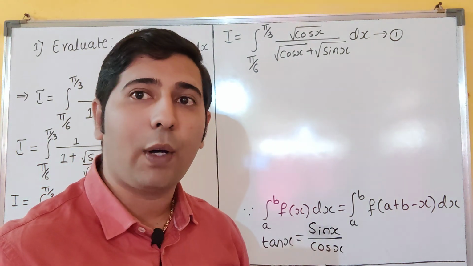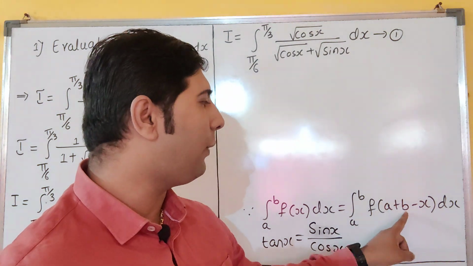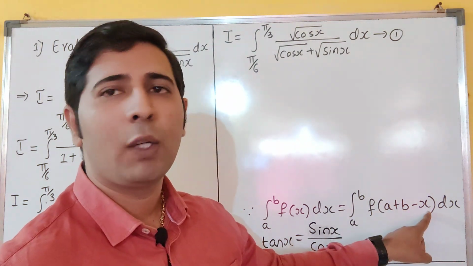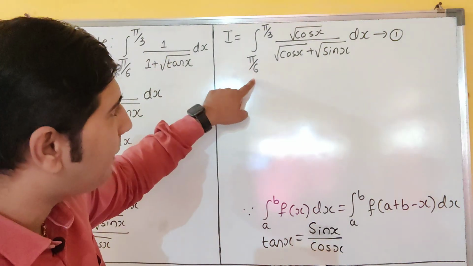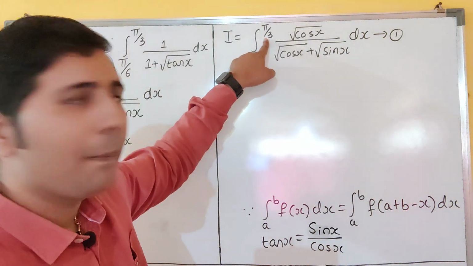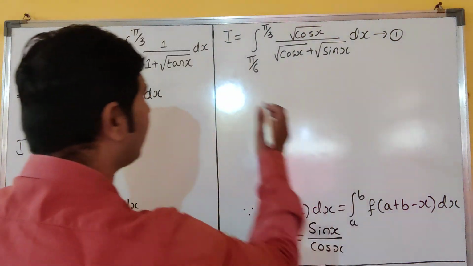So what does the King formula say? F of x you replace by f of a plus b minus x. What is a here? Can you observe this and this? A is pi by 6. B is pi by 3. So now you have to substitute in this. How to solve this? See.